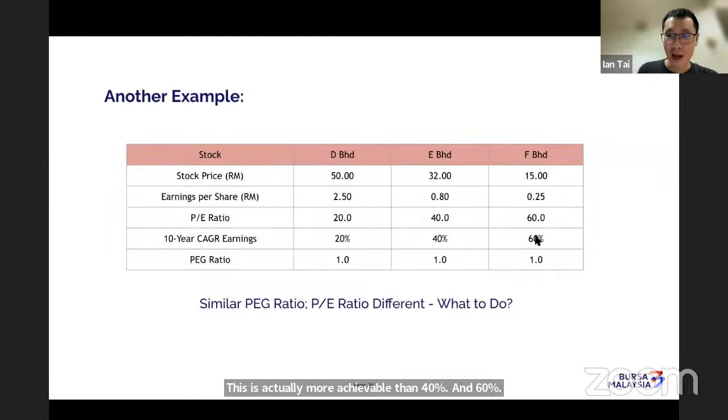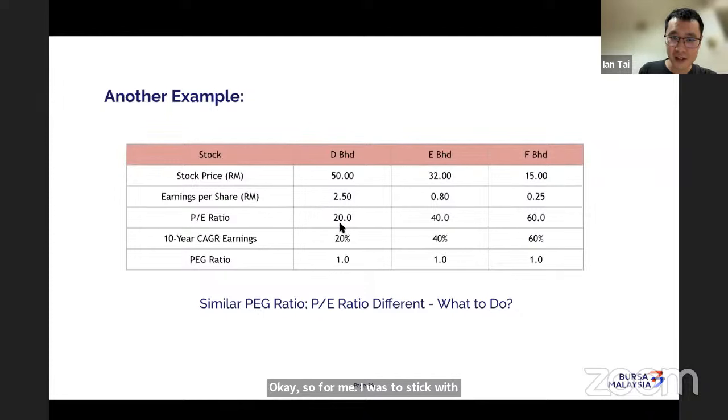Okay. I'm not too sure whether I can find a company that can keep on growing its earnings, its net profit at a rate of 60% per annum for many, many years to come. I believe that this is actually quite hard to achieve. Okay. So for me, I will still stick with D.